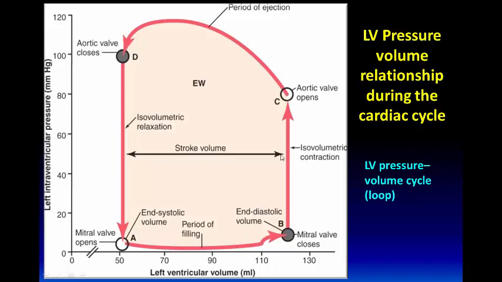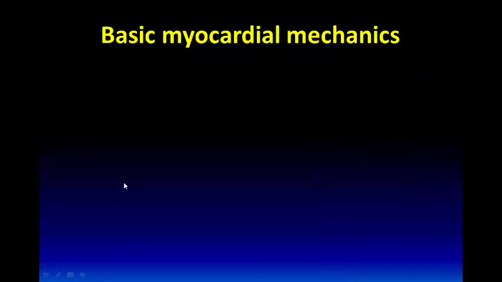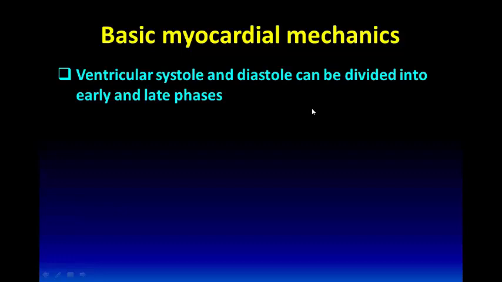So now this is the volume of the blood which is ejected in one beat. This is the stroke volume, which is the difference between the end diastolic volume and the end systolic volume. So having finished with the detailed description of the mechanical phases of the cardiac cycle, let's very briefly describe the basic myocardial mechanics.